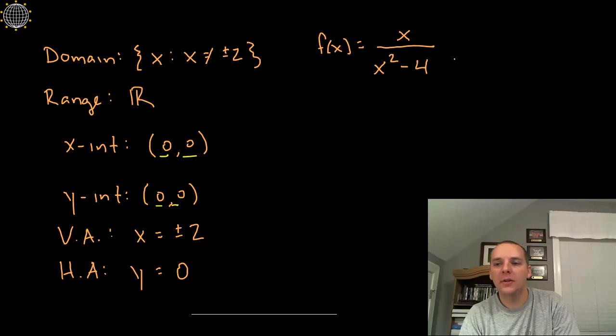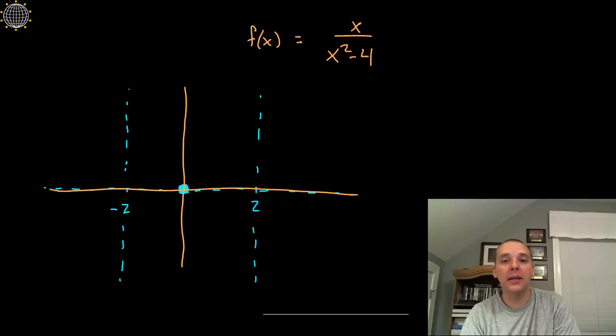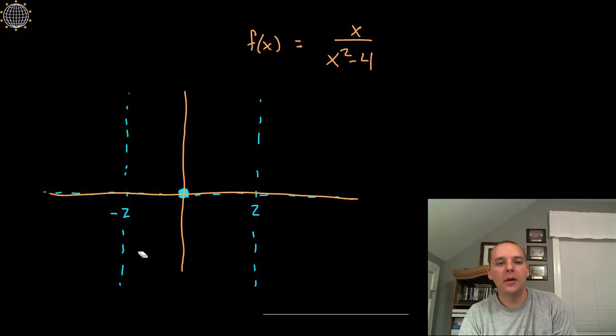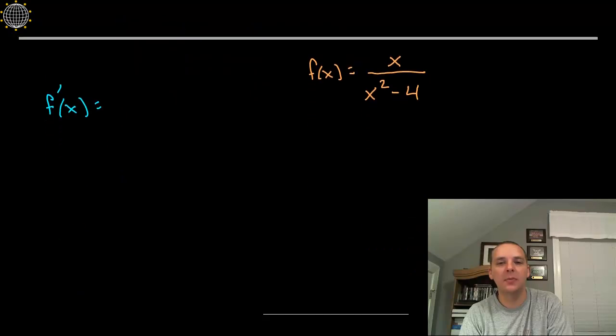So I went ahead and took the liberty of putting in everything that we know so far. We have vertical asymptotes at negative 2 and 2. We have a horizontal asymptote at the x-axis, or y equals 0. And we have the x and y intercepts listed here. So that just kind of speeds things along, and we can see the main structure of the function. Now we just have some details to fill in, which is what calculus will help us do.